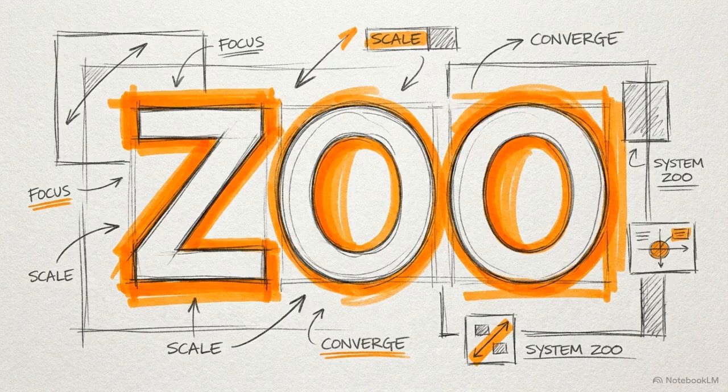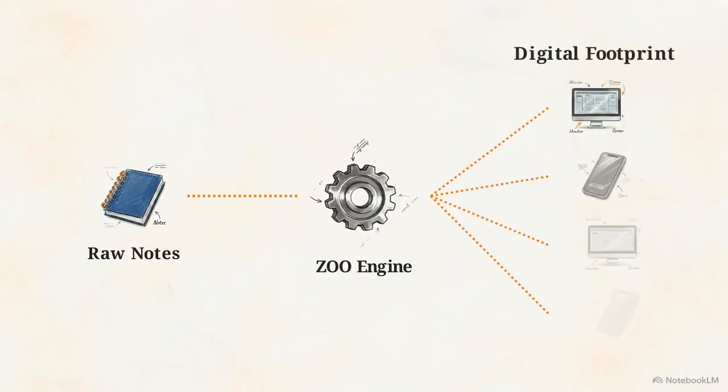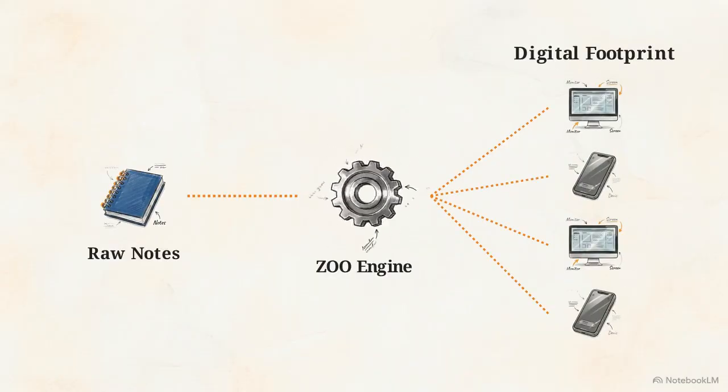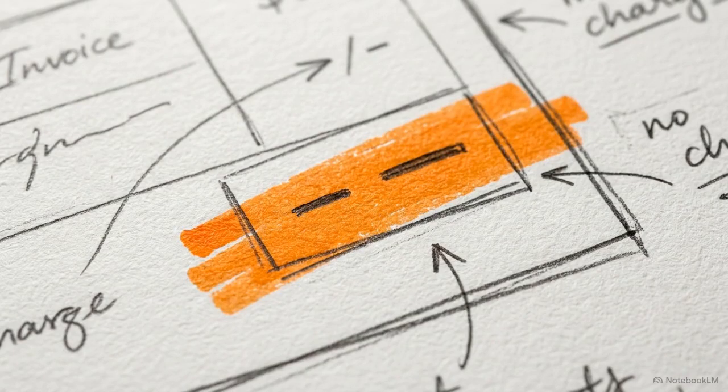We call this architectural framework the Zero Overhead Outreach Protocol, or the ZOO. It is a system designed to take your raw, everyday notes and turn them into a fully automated digital footprint. This invoice represents the financial baseline of the protocol. We rely exclusively on enterprise tools that offer robust free tiers. Once your system is fully operational, your ongoing monthly software subscription cost is exactly $0.